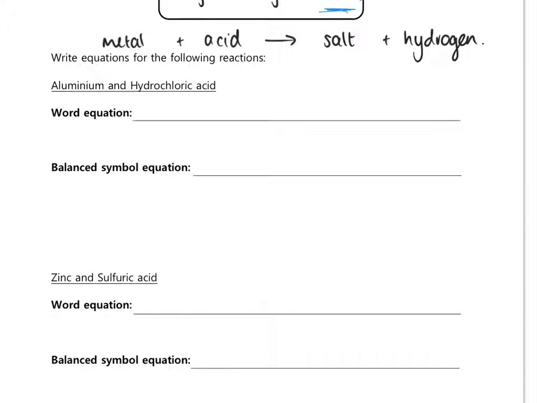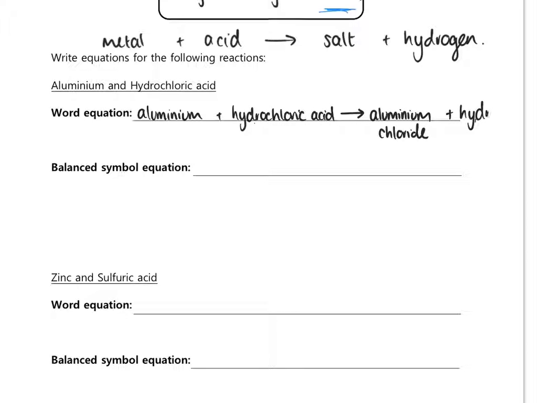So when we react aluminium with hydrochloric acid, we produce a salt plus hydrogen. The salt is going to be aluminium chloride. First part of the name from the metal, second part of the name from the acid. And our other product is hydrogen for this type of reaction.